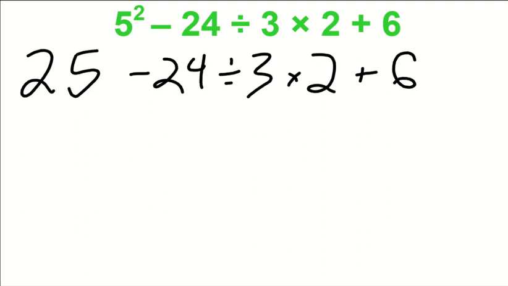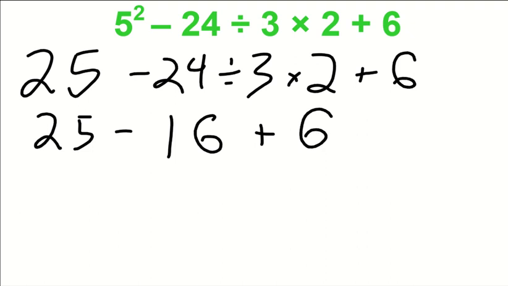Now this is the part where it's important to remember that the division and multiplication are done at the same time. If you did multiplication first, you would have got, what, 27. So this division gets done first because it comes from the left. So 24 divided by 3 is 8. 8 times 2 then, 16.